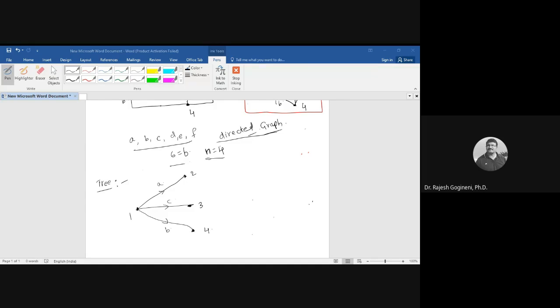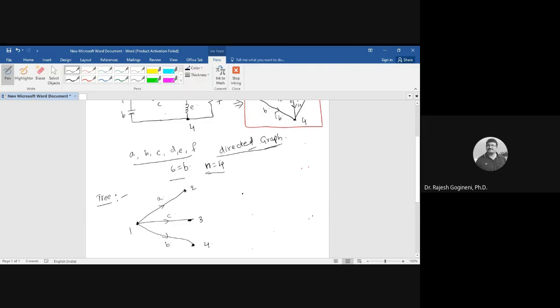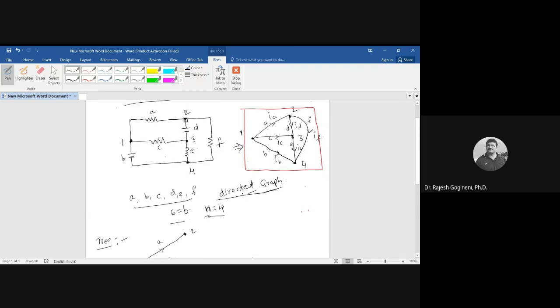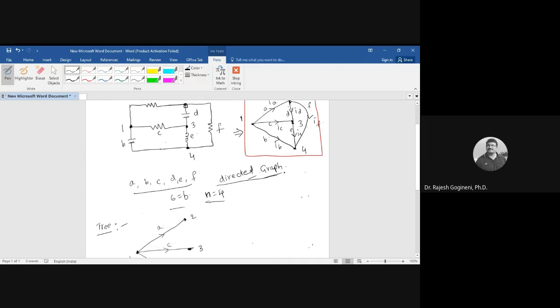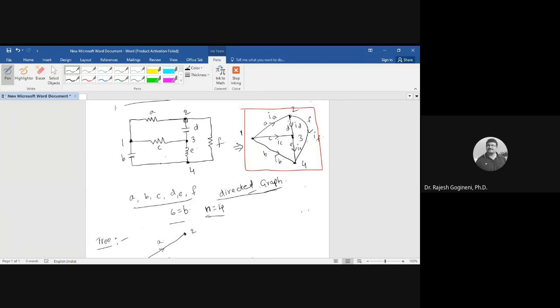So one graph may have any number of trees. Here I have written a tree in terms of the branches ACB, and that is one tree. Can you tell me one more tree for this graph? A tree is a subgraph which consists of all the nodes that are present in the original graph, our actual graph, but with no closed loop.